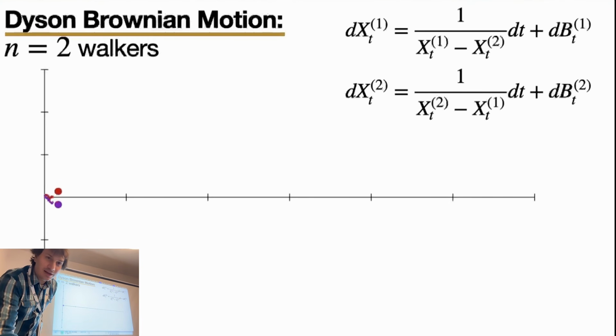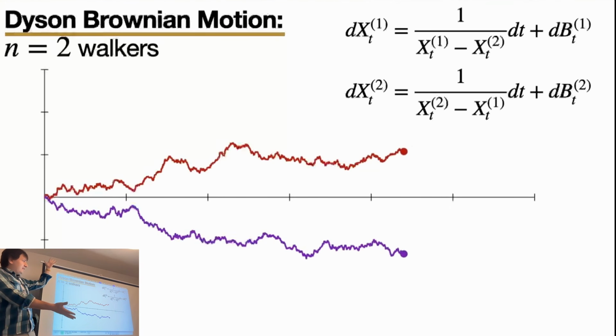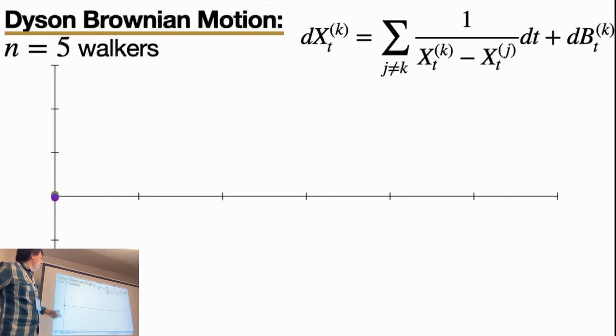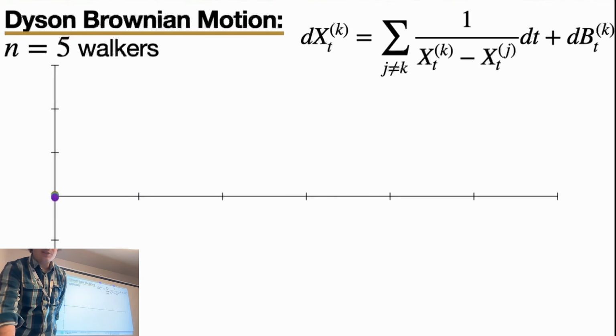If you run it, it looks something like this. So there's the red particle and the purple particle, and they're both doing their Brownian motion stuff, but they push each other. That's n equals 2. What's the exciting thing to do, of course, is to take n larger and larger. So here there's 5 of them, and they all push on each other. Every particle pushes on every other particle with this 1 over their difference in position. Here's what it looks like with 5.